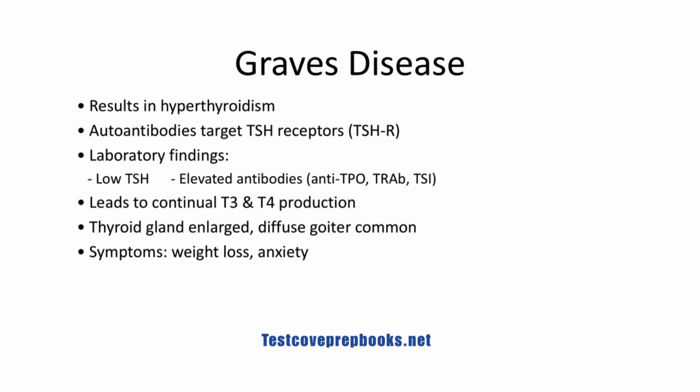These antibodies include thyroid peroxidase antibody, also called anti-TPO, thyroid-stimulating hormone receptor antibody, abbreviated TRAb, and thyroid-stimulating immunoglobulin, or TSI. The thyroid glands are often enlarged, and diffuse goiter may be present. Patients usually experience symptoms such as weight loss and anxiety.